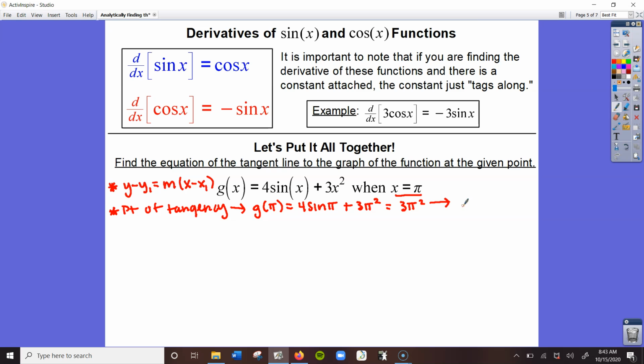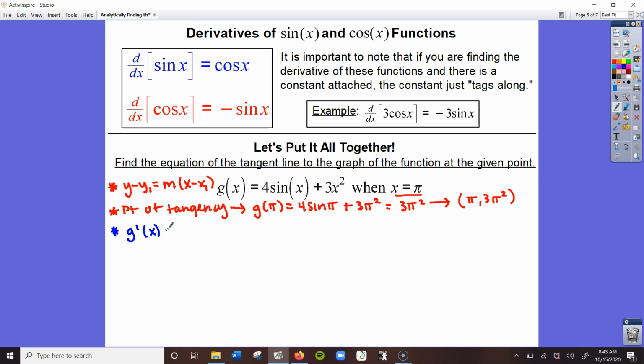That means that my point of tangency is (pi, 3 pi squared). Now our answers don't always look cute, and that's okay. All right, so now I need to find my derivative. So g prime of x, and I'm doing this because I want to then find the derivative when x is equal to pi, which will be my slope for the tangent line. But first we're doing g prime of x.